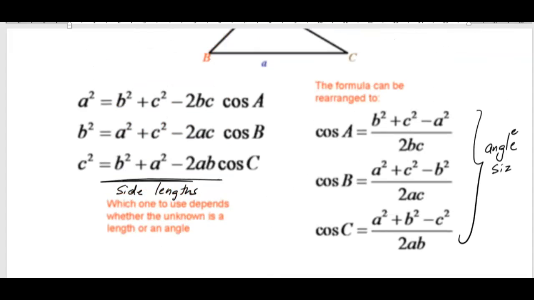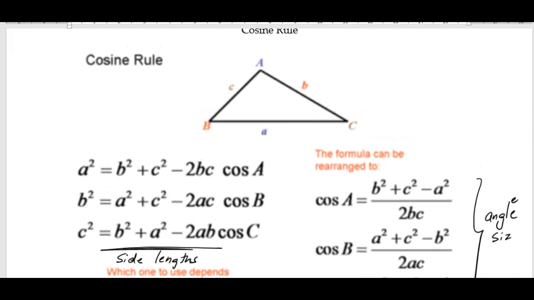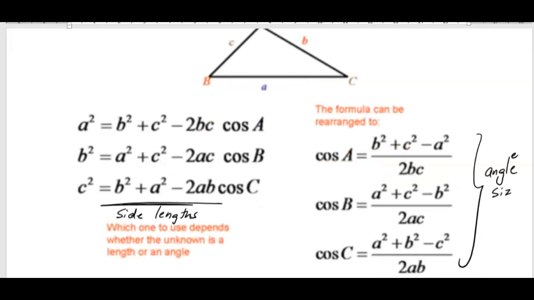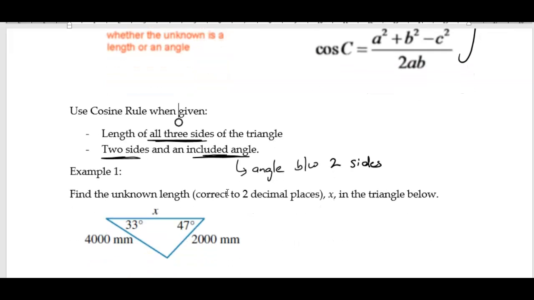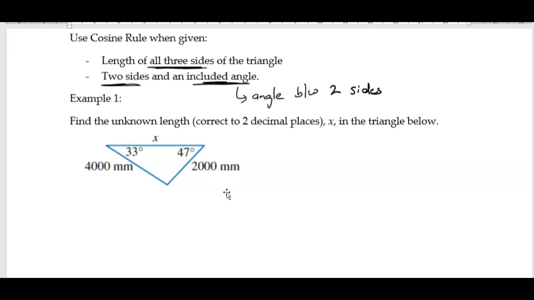For example, if I go back to this particular diagram, angle A is the included angle for sides B and C. Similarly, if I look at angle C, it's the included angle for sides A and B. So we use the cosine rule under two conditions. One is if we're given the length of all three sides, and the second is when we have two sides and an included angle. We're going to jump straight into the examples here.